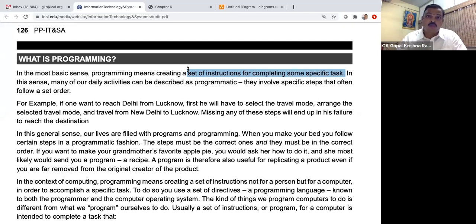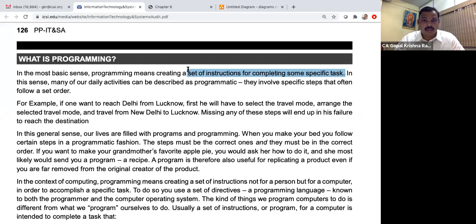Sometimes a task will be there, instruction will be there. Will that instruction lead you to the result? So that is where it should be complete. So it is not only that you start a task and go in search of, okay. So set of instructions for completing some specific task. So that's called a program. Very good. Now, I will take you to how this set of instructions will be given.